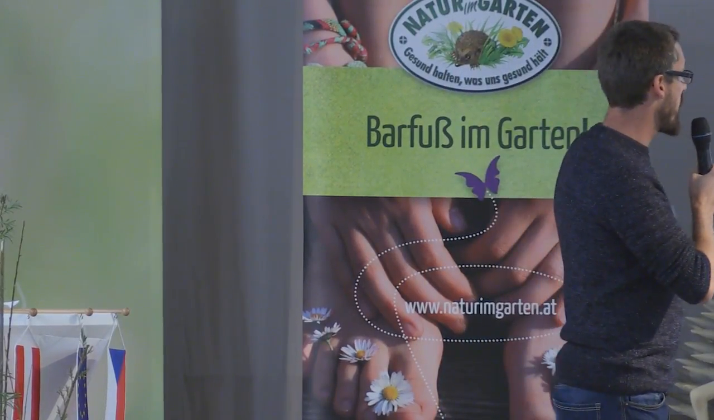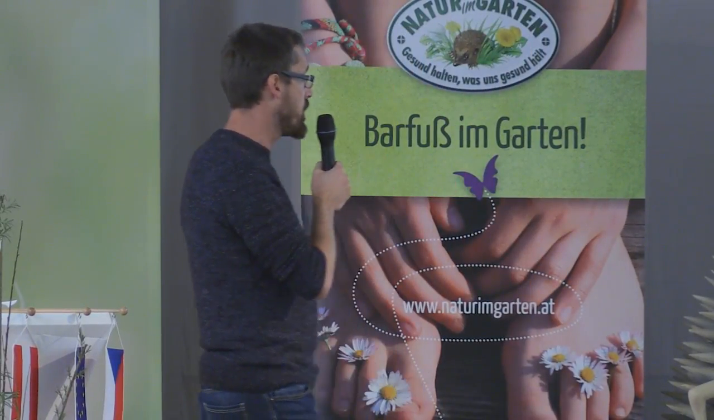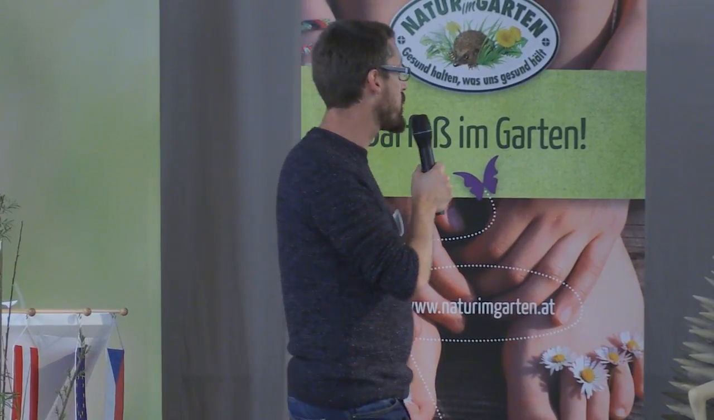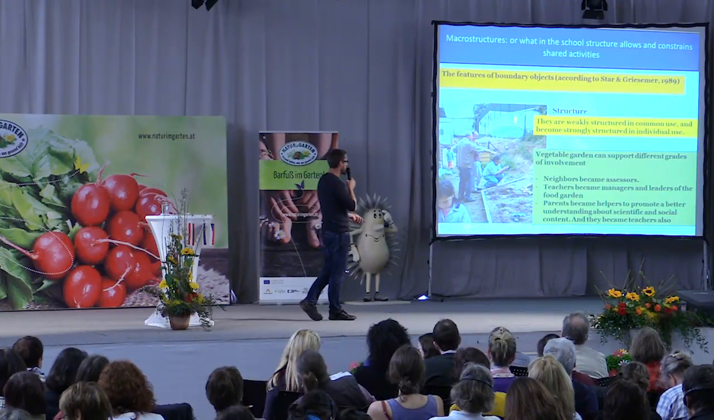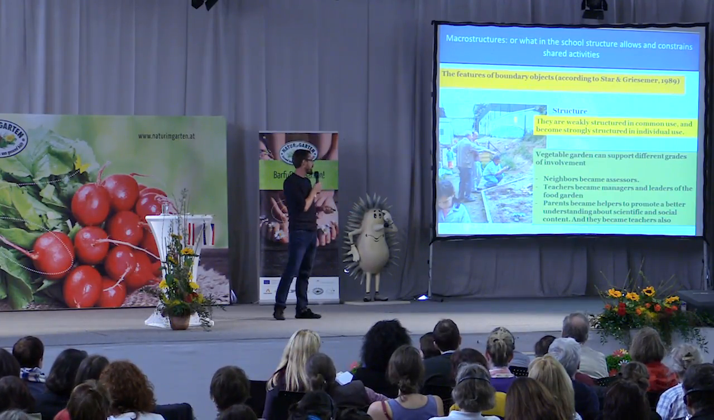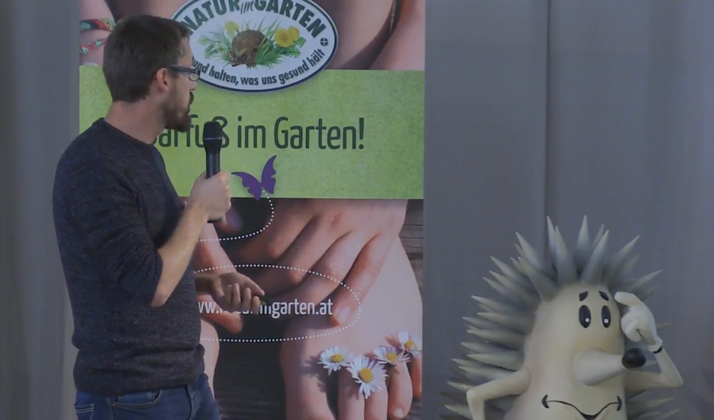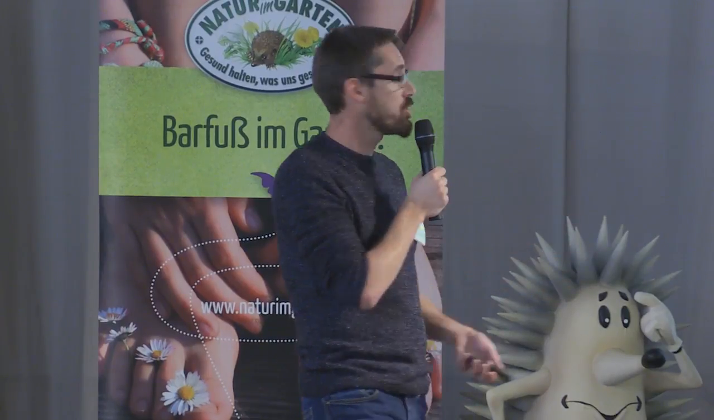About the structure, they are weakly structured in common use and become strongly structured in individual use. And the vegetable garden can support different grades of involvement. For example, neighbors became assessors, teachers became managers and leaders of the food garden, and parents became educators, but also helpers to promote a better understanding of scientific and social content.